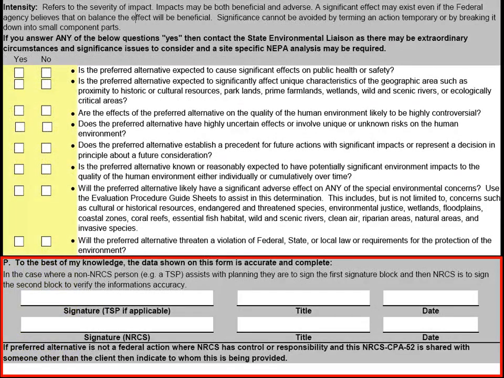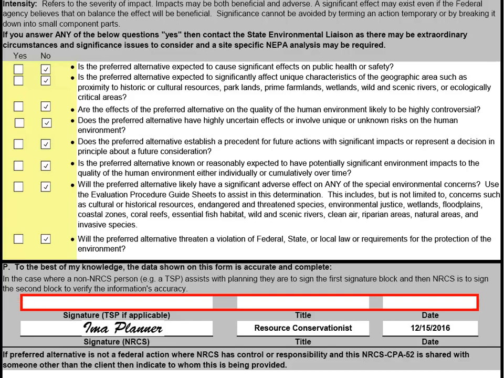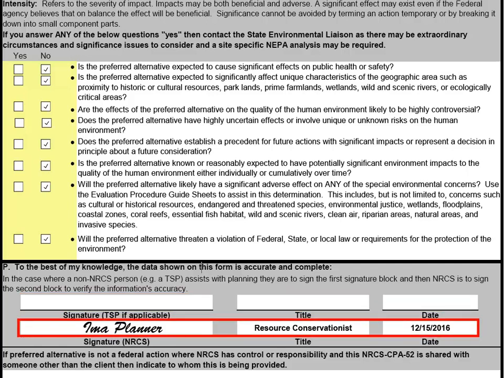In Section P, the individual completing parts A through O of the NRCS-CPA-52 must sign and date to indicate they have used the best available information. This may or may not be an agency representative. In cases where the planner is not an NRCS employee, they must sign in the first signature area, and then the NRCS employee will sign in the second signature area to confirm and validate the information on behalf of NRCS. When NRCS plans on behalf of another agency, NRCS need only sign as the planner, and then the lead agency RFO will complete the rest of the NRCS-CPA-52.